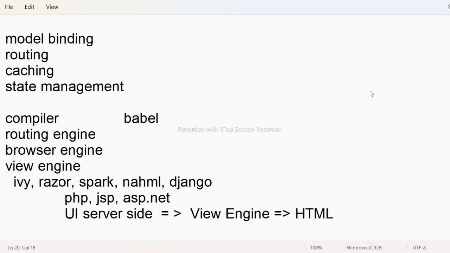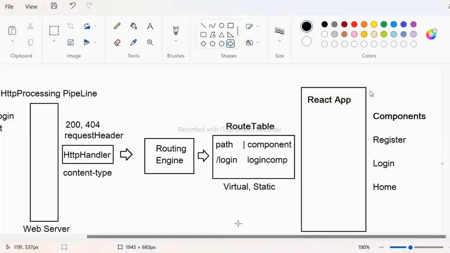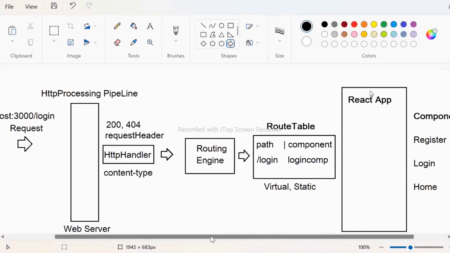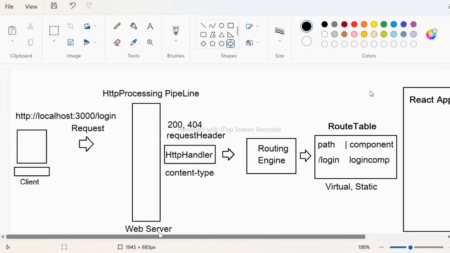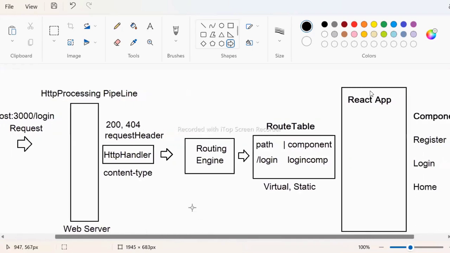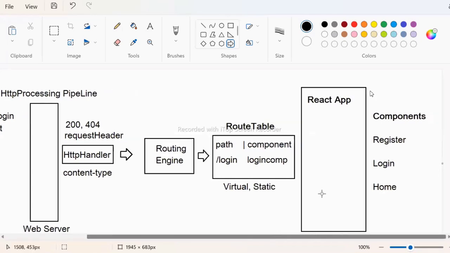This is very important, you should know. Technically in React, when a client makes a request, this request comes to the web server and is processed by the handler. After that, using the routing engine, it verifies whether the request is available in the route table.